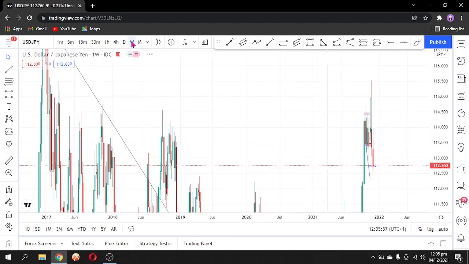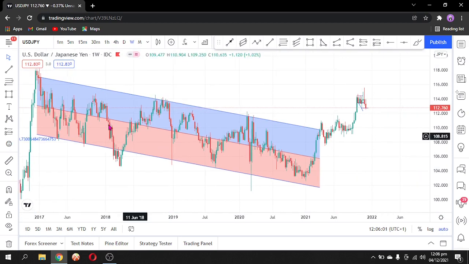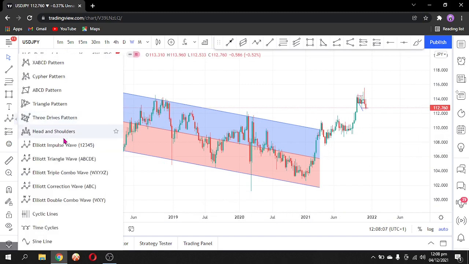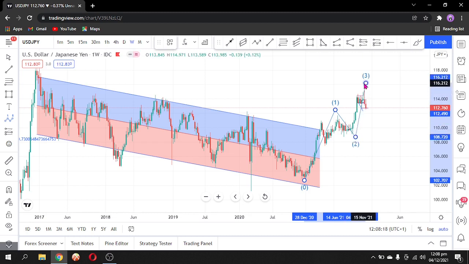If we check the overall trend, we will discover that after this bearish channel we had an impulsive move and a pullback. So if I use the Elliott wave tool, we will discover that we have our first impulsive push up and then our first pullback. This is our second impulsive push up, and then we have our second pullback, and we're expecting the last wave to play out to the upside.